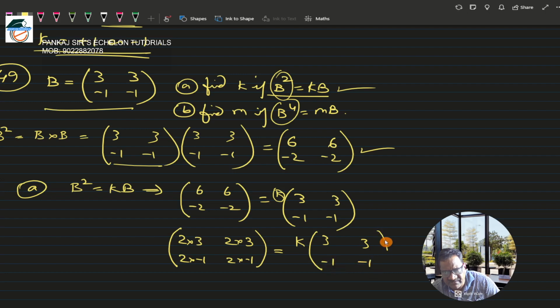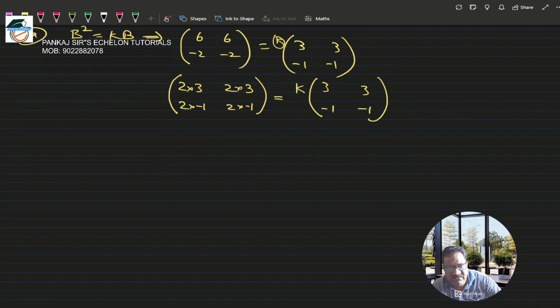Okay, next what I can do is from this particular matrix on the left hand side, from each and every element I can see that 2 is common, so I'll remove that common out. This 2 is common in each and every element, that I am bringing it outside.